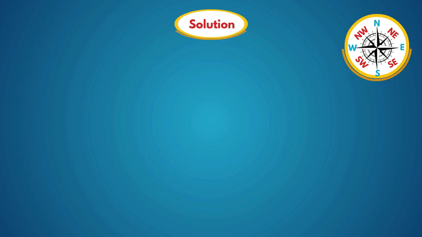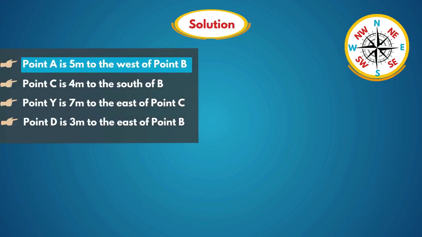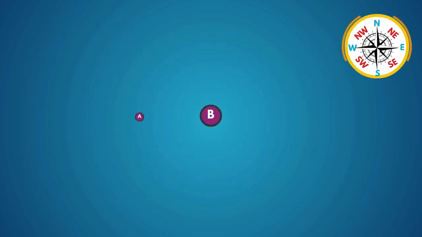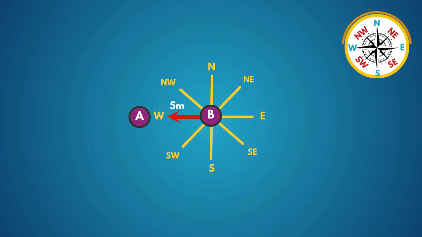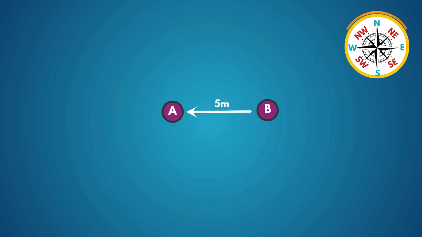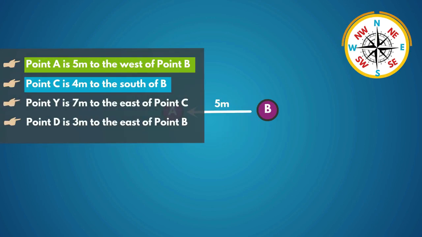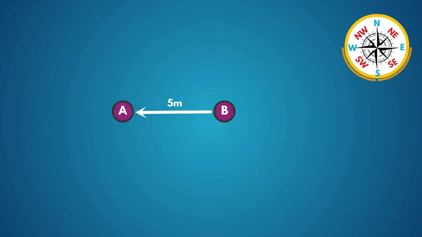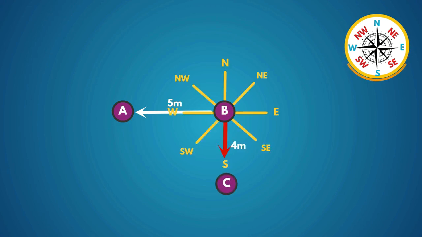Let's draw the diagram based on the information. In the question they given that point A is 5 meters to the west of point B. Here this is point B and point A is 5 meters to the west of point B. In the next statement they given that point C is 4 meters to the south of B. Here this is point B and point C is 4 meters to the south of B.